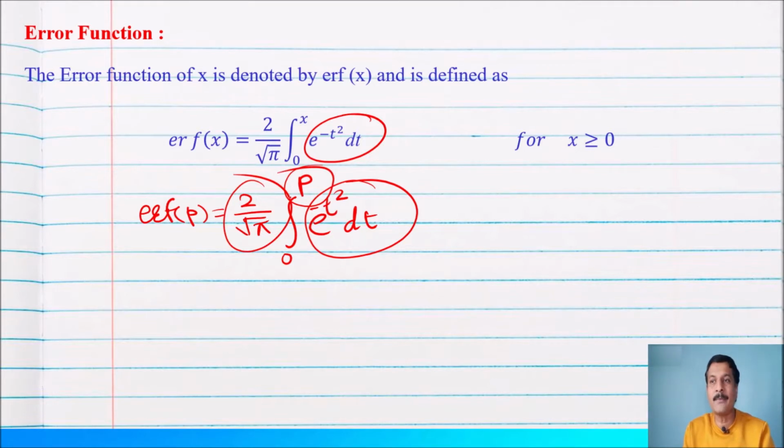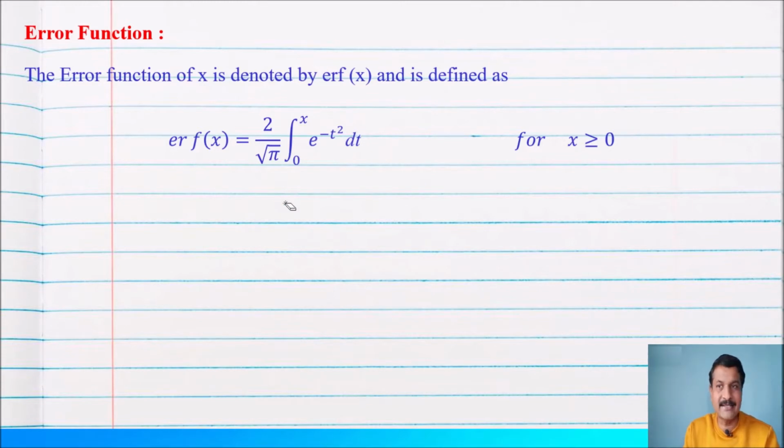So error function of x has integration 0 to x, error function of x square has integration 0 to x square, error function of root x has integration 0 to root x. The remaining part is as it is. It means that 2 by root pi and e raised to minus t square dt will be the same, and only the upper limit of the integration 0 to x will change.